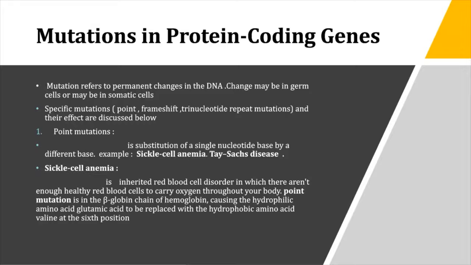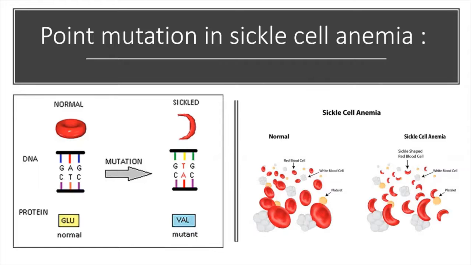The first one is point mutation, which is a substitution of a single nucleotide base by a different base, like in sickle cell anemia and Tay-Sachs disease. In sickle cell anemia, there is a deficiency of the red blood cells that carry oxygen throughout our body, and there is a mutation in the beta globin chain of hemoglobin, where glutamic acid is replaced by valine at the 6th position.